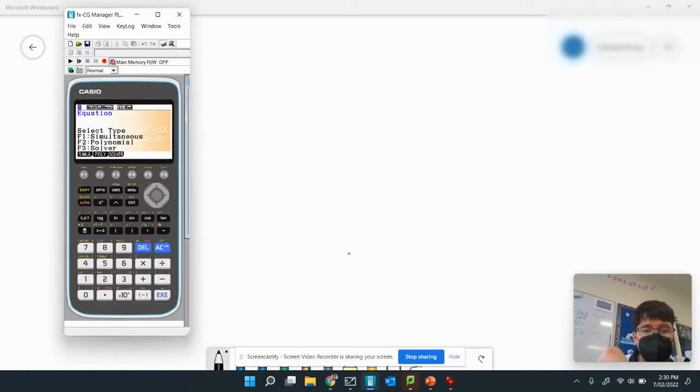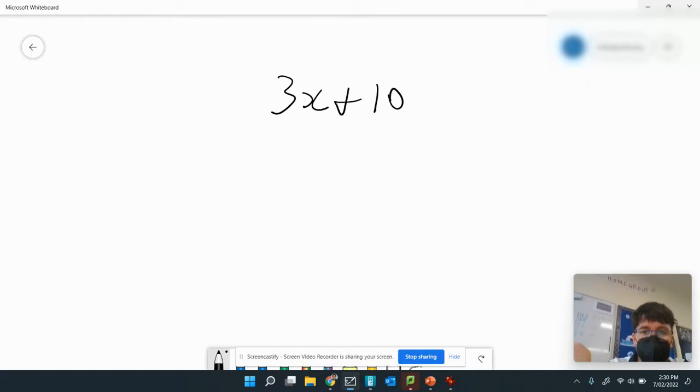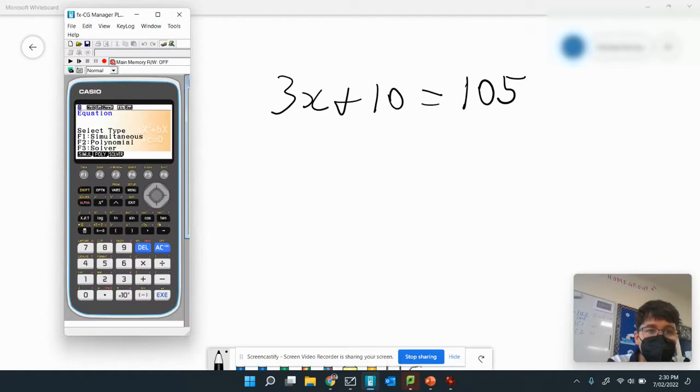So say you've got, I mean, this is really basic, but say you've got 3x plus 10 equals 105, and you want to double check your work, you go to F3, which is solver. F3 for solver. Hands up if you know this feature of your calculator. Some people, there's a few. You can type it in here, 3x plus 10 shift equals 105. Type it in, press enter, press solve. X is equal to 31.667. So it actually solves that equation for us.